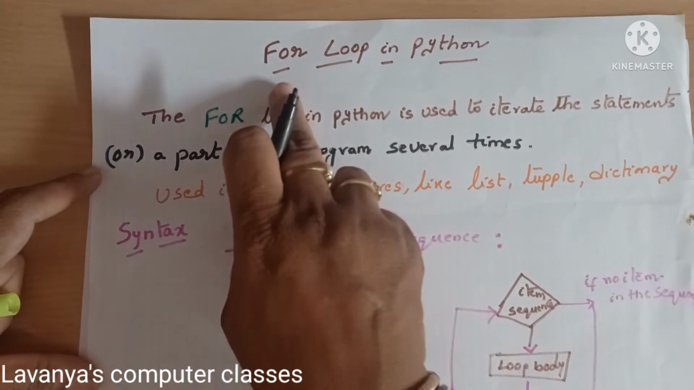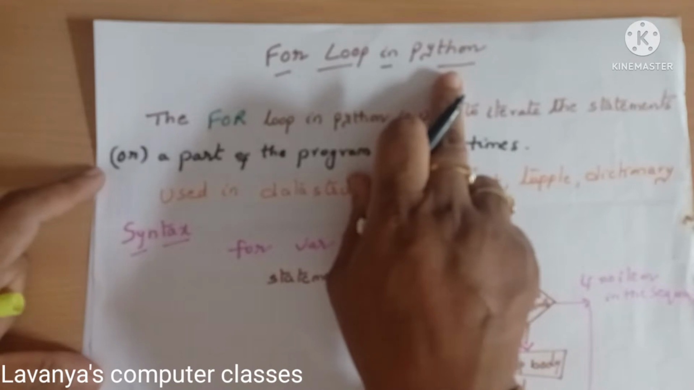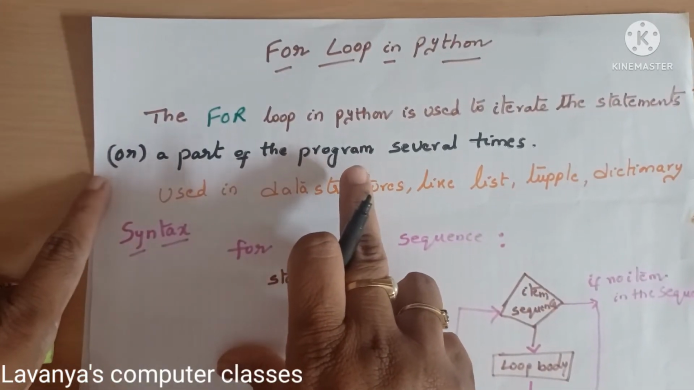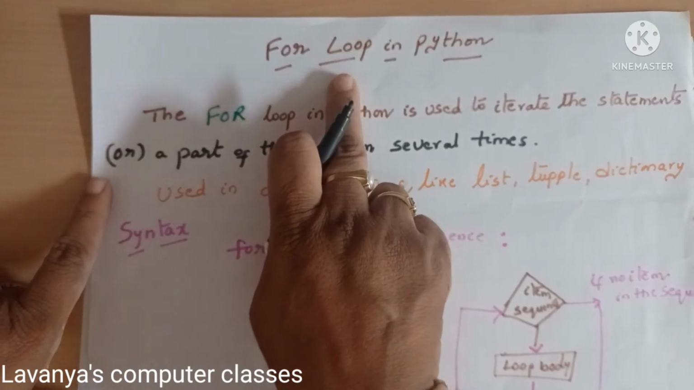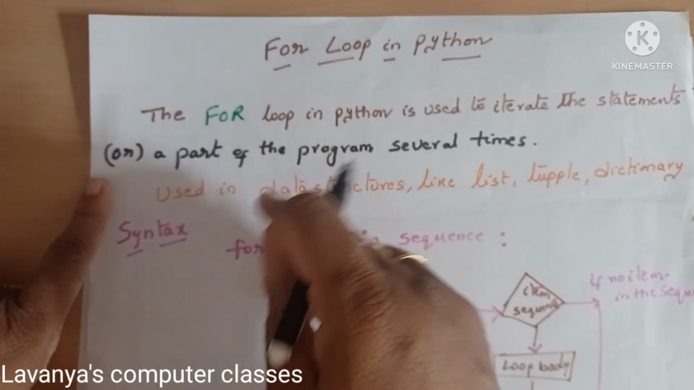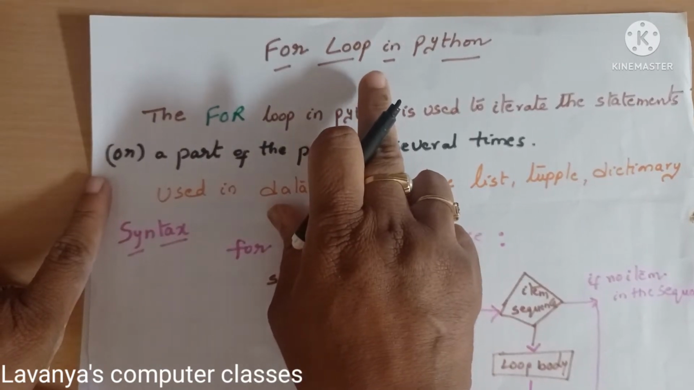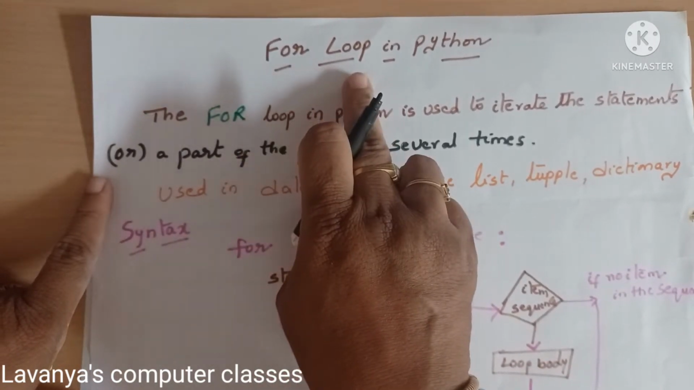In this video, I will explain the for loop in Python. I'll show you the demo on the laptop also. So what is a loop first? Loop means it is a continuous process to execute the statements repeatedly until the particular condition is reached. So this is a loop.